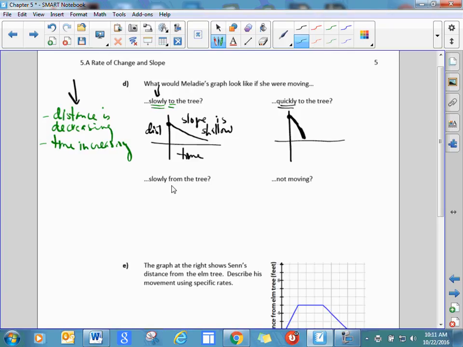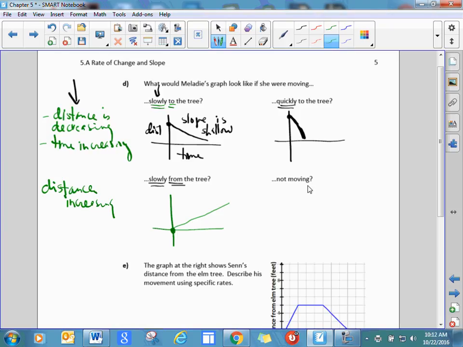Now, what would it look like if she's going slowly from the tree? Okay, so again, our time is increasing, but now our distance is increasing because she's going away from the tree. So she's starting somewhere. If she starts at the tree, it would look like that. And then as time goes on, she's got a nice gentle slope going.